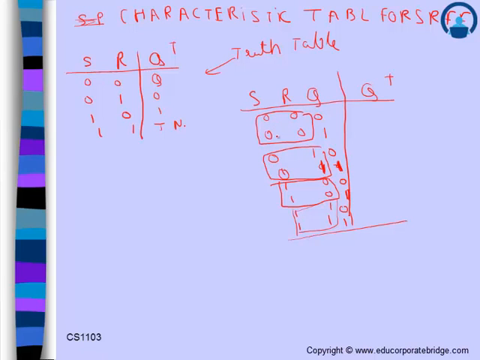When S is 0 and R is 0, the output is the hold state, that is the previous output. So in this case, the next output will be the previous output, which is 0 or 1. When 0 and 1, the output will be 0, which is the reset state. When 1 0, the output will be 1, which is the set state. And when 1 1, the output will be an invalid state.